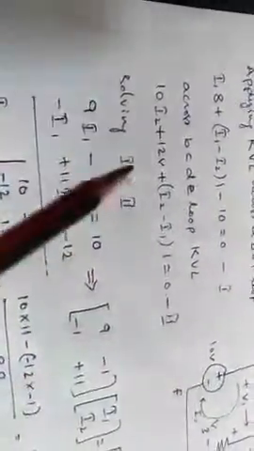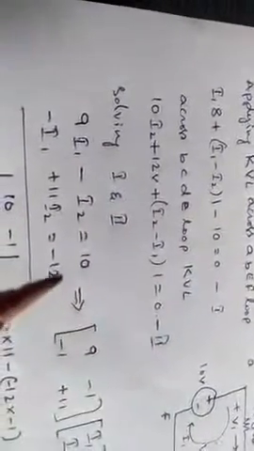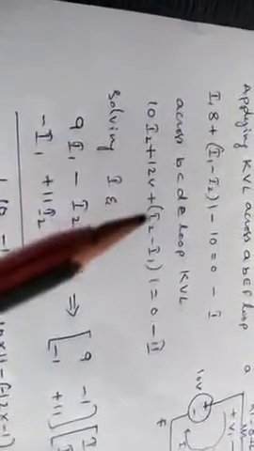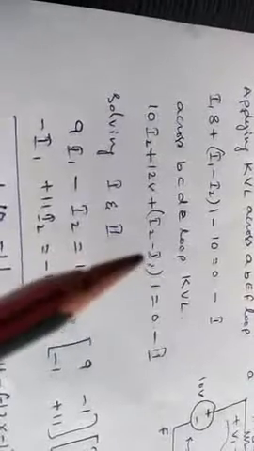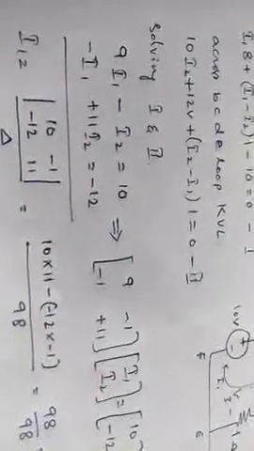That way you get two equations. By simplification, here 8I1 and I1, so 9I1. I2 into 1, so I2. Minus 10, if you take the other side, it will be plus 10. Here 10I2 and I2, so 11I2. And plus 12, if you take the other side, minus 12. Minus I1 is written here. Now these two can be solved in many ways, but most equations are solved using Cramer's rule in matrix form.